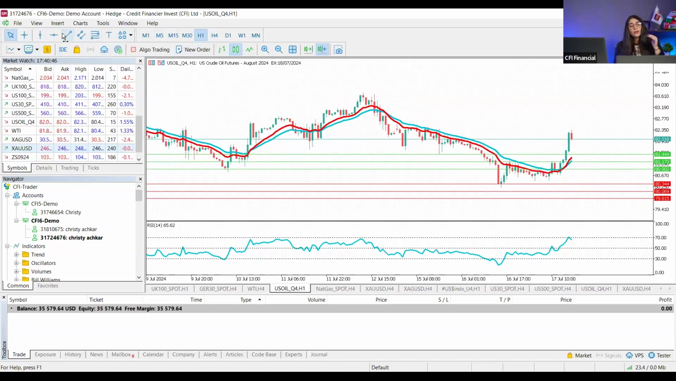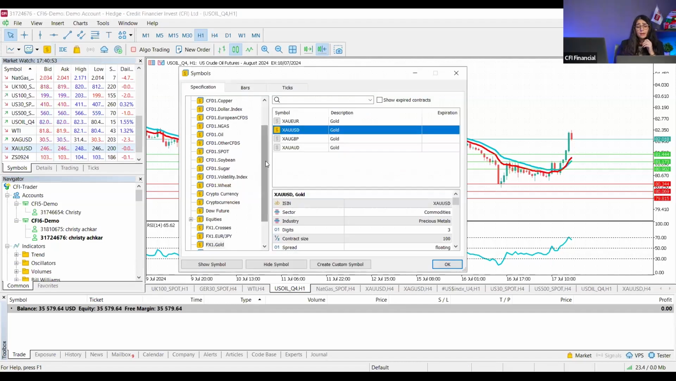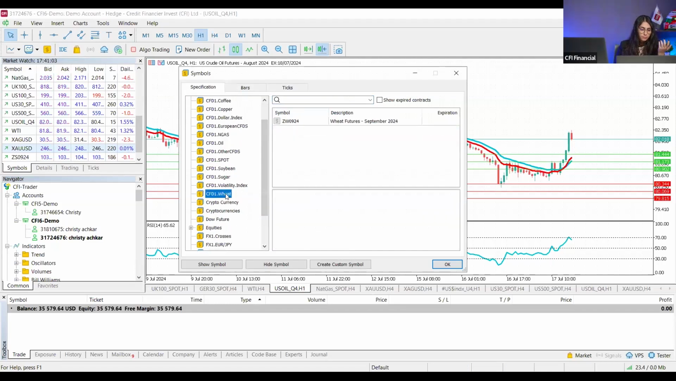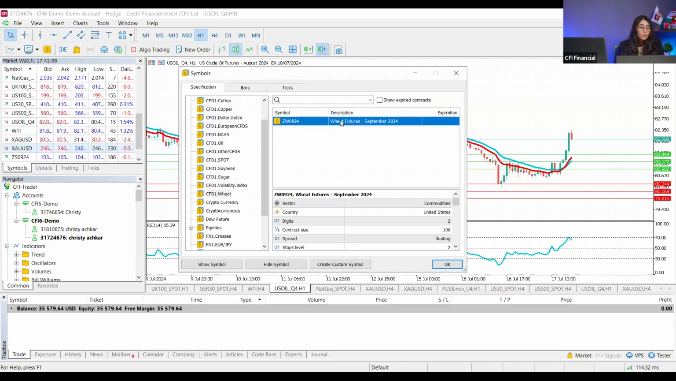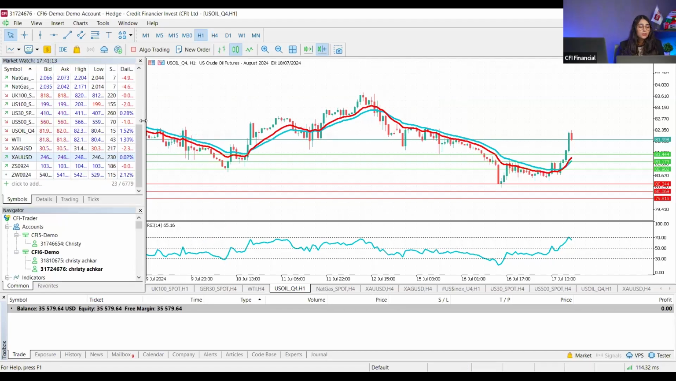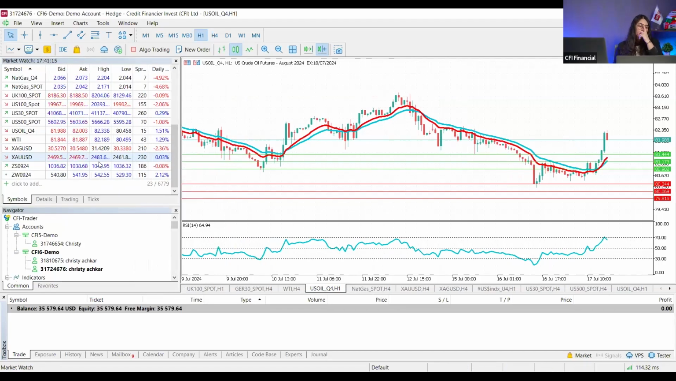And then if you look at the bottom, you have this dollar looking icon. When you click on it, you will be able to see all the instruments that we provide in CFI. If you can't find it, you just type the name of it. For example, let's say I went into wheat, I'll see everything that we have related to wheat. If I want it, I double click on it, I press OK, and that will take us to the market watch below. So in the market watch, it's going to show you the bid, ask price, the highs and lows.